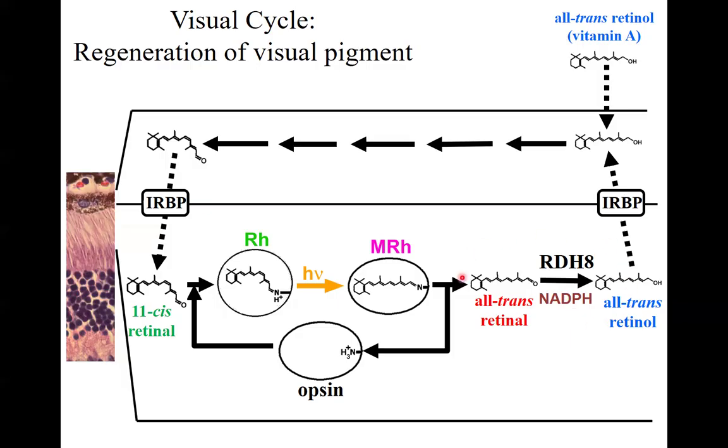So this is the reaction within photoreceptors that we have used to look at NADPH generation. The reason we can do that is that these two fluoresce. So it's basically a fluorescence assay.